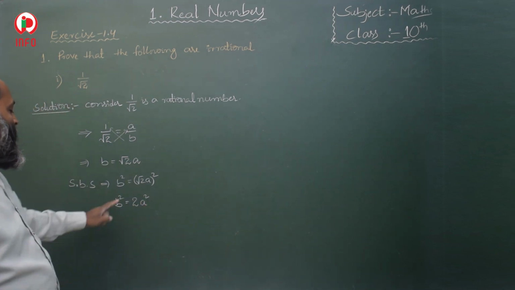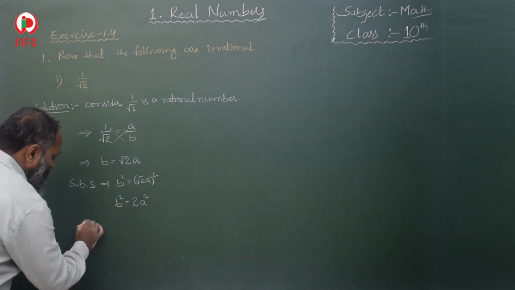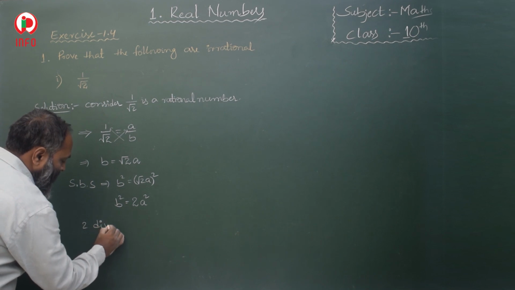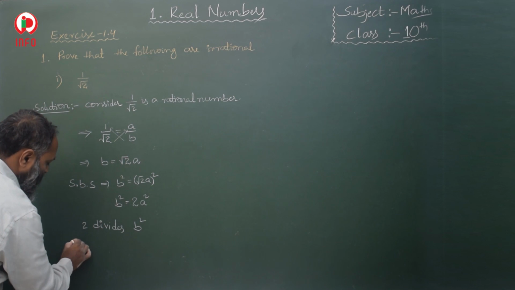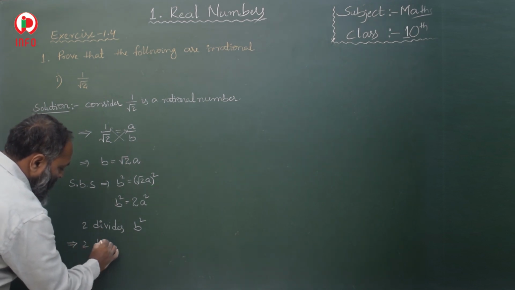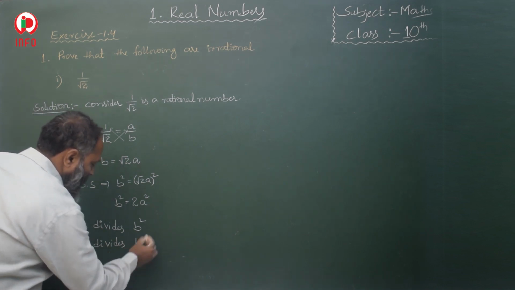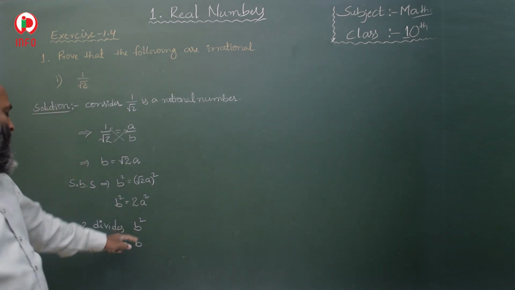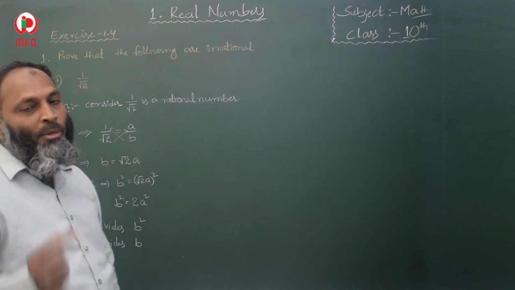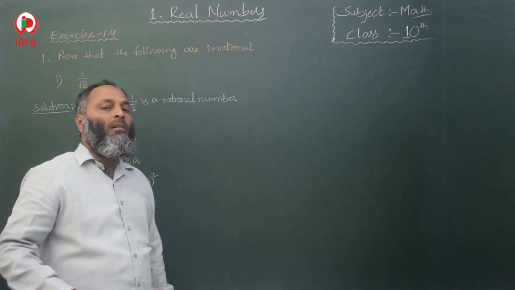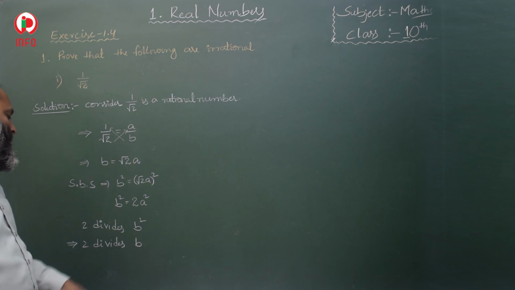So that means 2 divides b square, so that implies 2 divides b. 2 divides b square, it means 2 also divides b according to theorem 1.6: if p divides a square, then p divides a also. So 2 divides b square and 2 divides b.